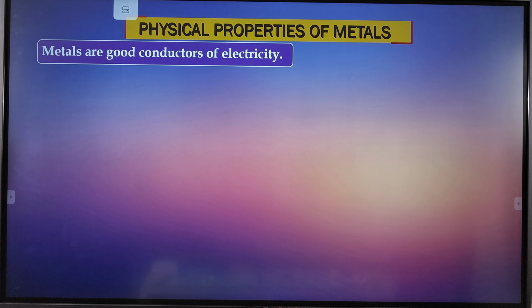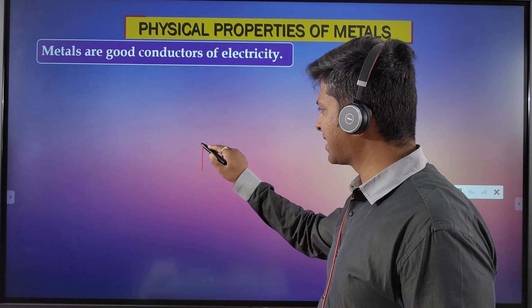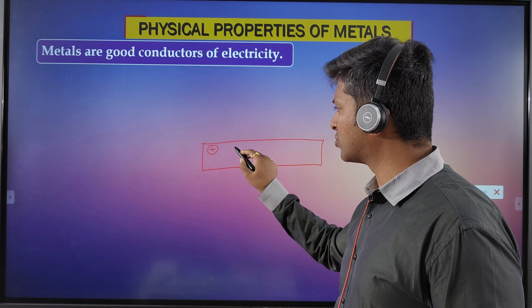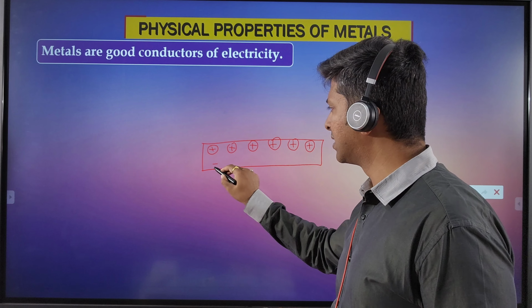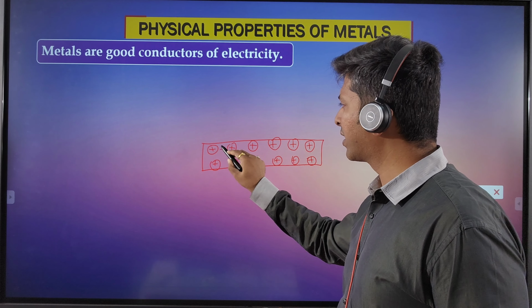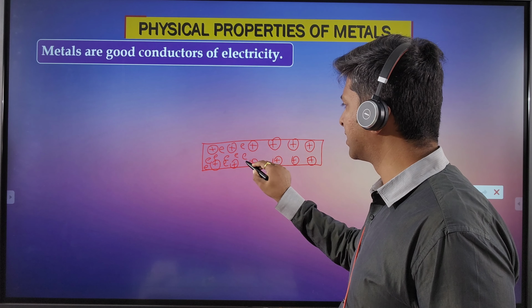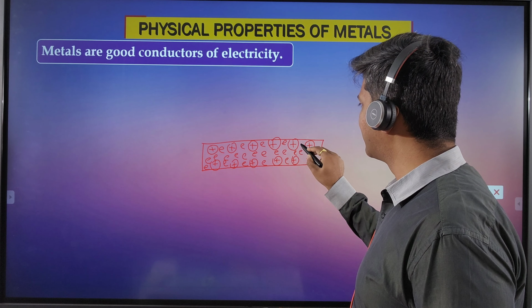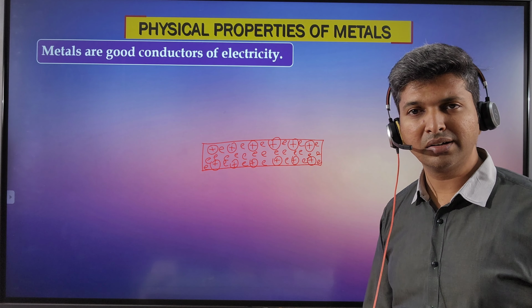They're good conductors of electricity, we have told you. Now, why are they good conductors of electricity? Have a look. Say we have a metal block, and in this metal block we have positive charges suspended in a sea of electrons. Sea means समुंदर, right? The positive charges are suspended in a sea of electrons. That means there are many free electrons. Because they are suspended in a sea of electrons, these free electrons are able to move, and because they are able to move, they can conduct electricity.